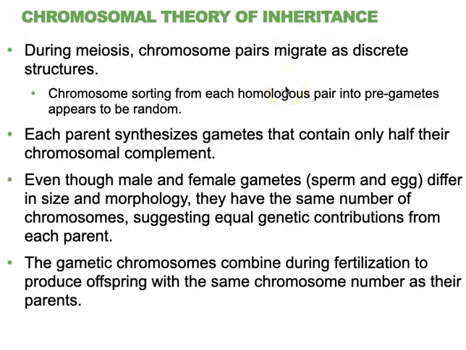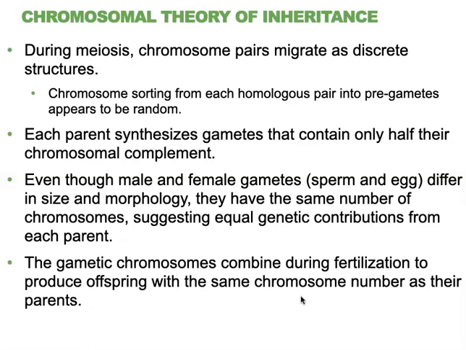How this actually works is that during meiosis, chromosome pairs migrate as discrete structures, and then each parent synthesizes gametes that contain only half of their chromosomal complement. And what I mean by this is, remember, this is a switch from a diploid structure to a haploid structure. The parent is diploid. The egg, the gamete that's coming from this, is the haploid structure. And what happens, of course, is during fertilization, the formation of that zygote, you now go back to the diploid number. So this is what I mean by this is partially review.